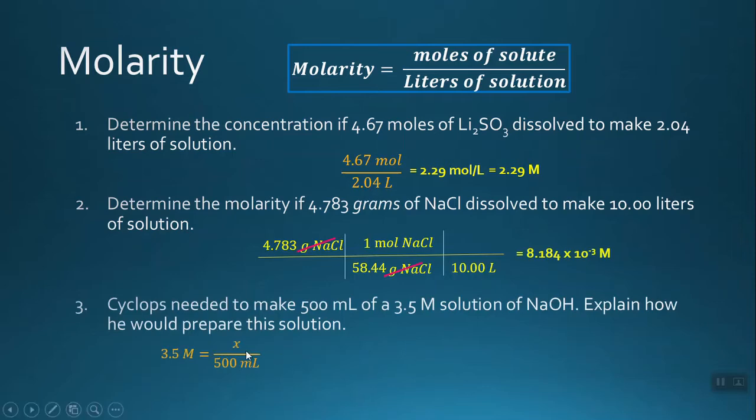If you said that the volume is milliliters and not liters, you are absolutely correct. So we are going to have to convert our milliliters to liters, all right? And so remember that there's 1,000 milliliters in 1 liter, so I'm going to go ahead and rewrite that as 0.5 liters. And if you solve for x, you get 1.75 moles of sodium hydroxide. All right?